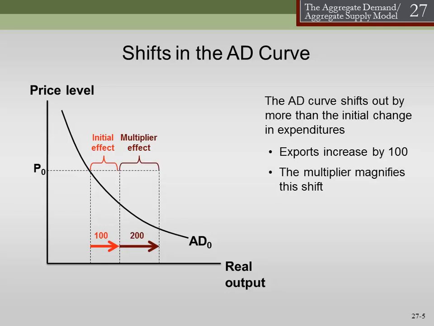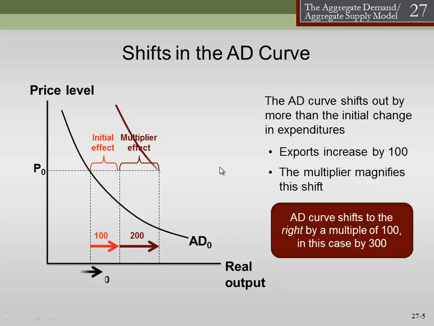But that initial effect creates an extra $100 million worth of income, which generates more demand, which generates more income, which generates more demand, which generates more income, all the way until we end up with the multiplier effect. And we end up with the total effect equaling the initial impact plus this multiplier effect.